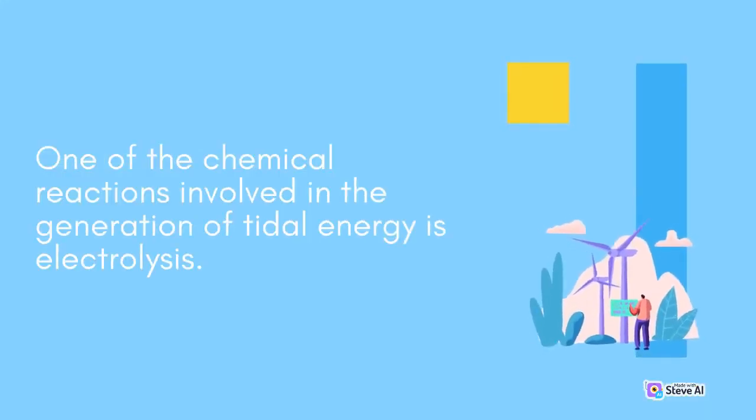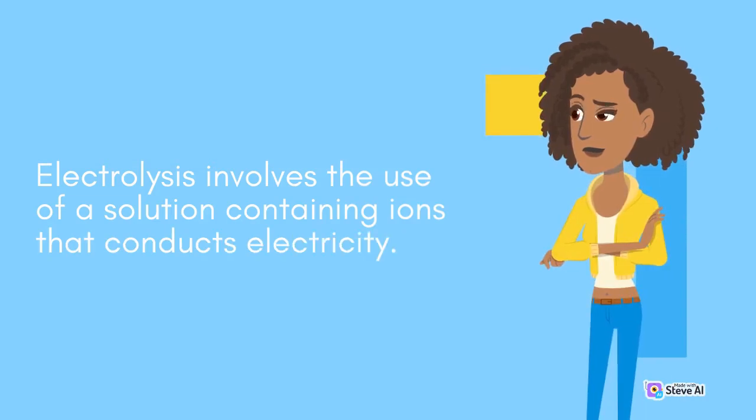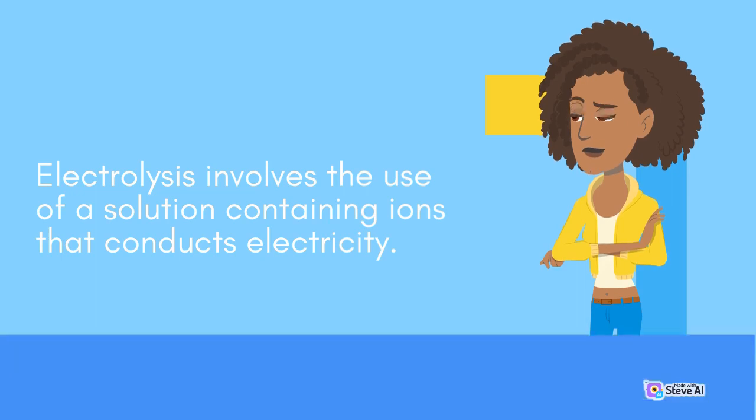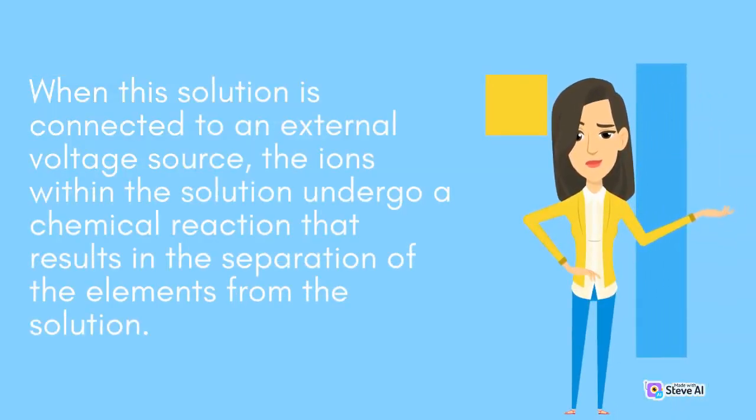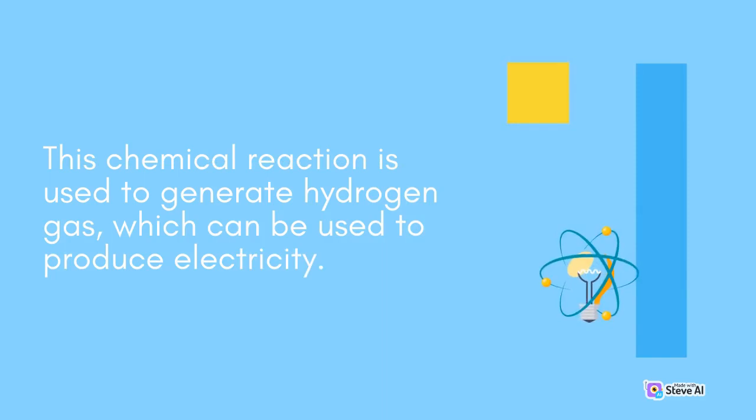One of the chemical reactions involved in the generation of tidal energy is electrolysis. Electrolysis involves the use of a solution containing ions that conducts electricity. When this solution is connected to an external voltage source, the ions within the solution undergo a chemical reaction that results in the separation of the elements from the solution. This chemical reaction is used to generate hydrogen gas, which can be used to produce electricity.